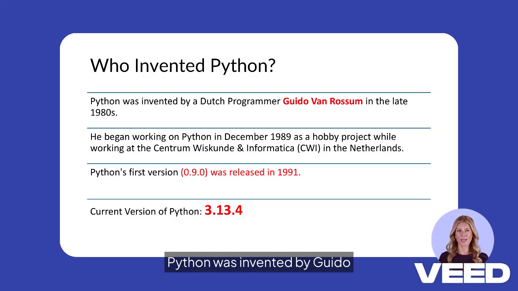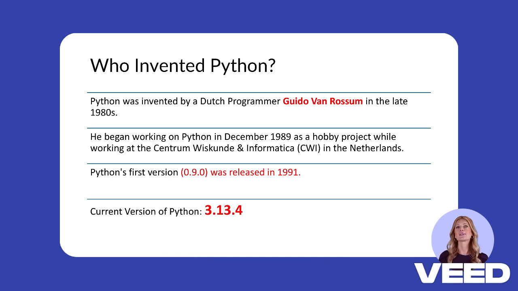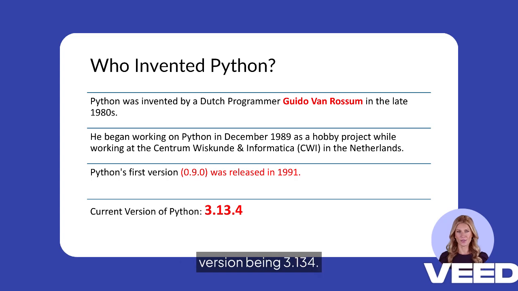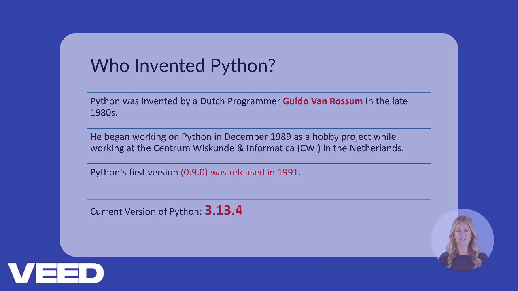Python was invented by Guido van Rossum in the late 1980s. The first version was released in 1991. Today, Python continues to evolve, with the current version being 3.13.4.